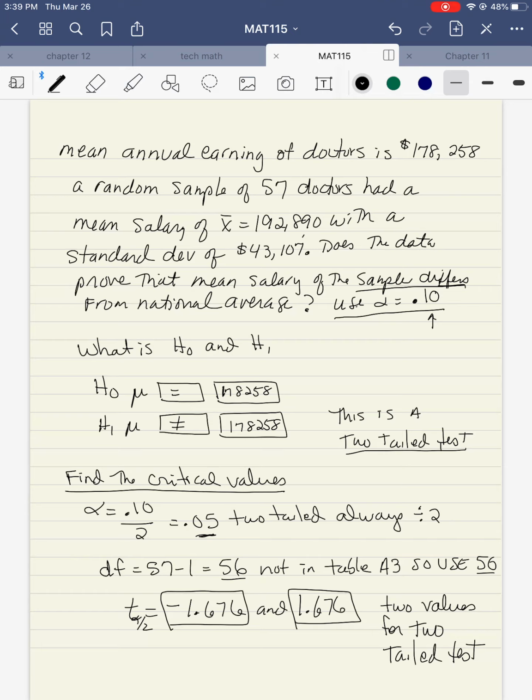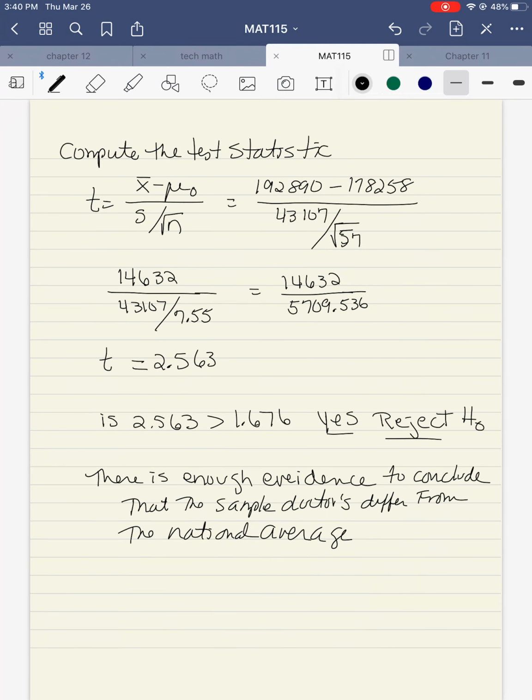Sample size is 57, so 57 minus 1 is 56. However, 56 is not in the table, so I use the next smallest number, which is 50. So I'm looking up 0.05 and 50, and I get critical values to be minus 1.676 and positive 1.676. Again, whatever I look up, I make them plus or minus for the two-tailed test.